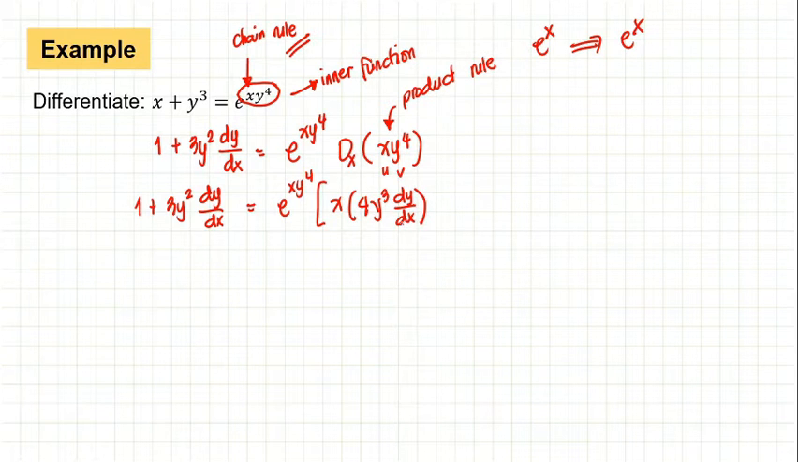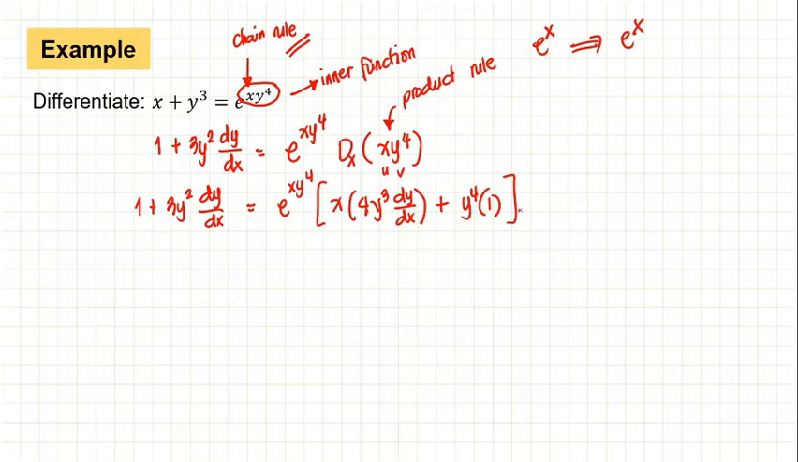So again, here we have applied implicit differentiation. So u times the derivative of v, which is y to the power of 4. Derivative of y to the power of 4 is 4y cubed dy over dx plus we have v. So we have y to the power of 4 times the derivative of x is 1. So we have 1. Okay?